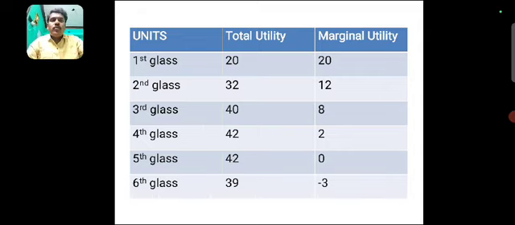Then he goes for a fifth glass, he gets 42 utils of total utility and 0 marginal utility. It is the equilibrium point of a consumer. Further, he goes for the sixth glass, the total utility is down to 39 utils and the marginal utility will be minus 3 utils.